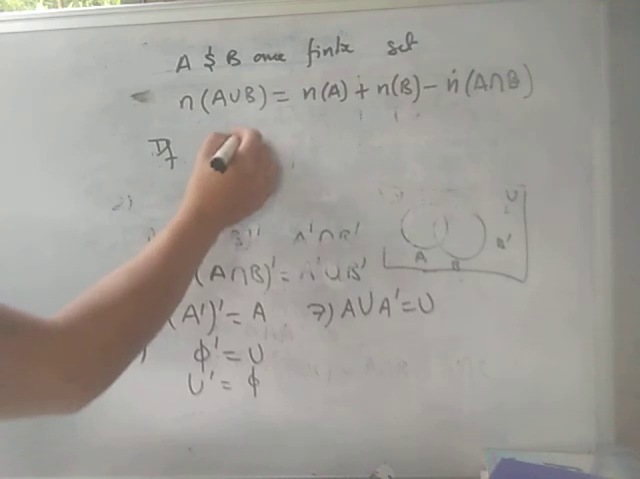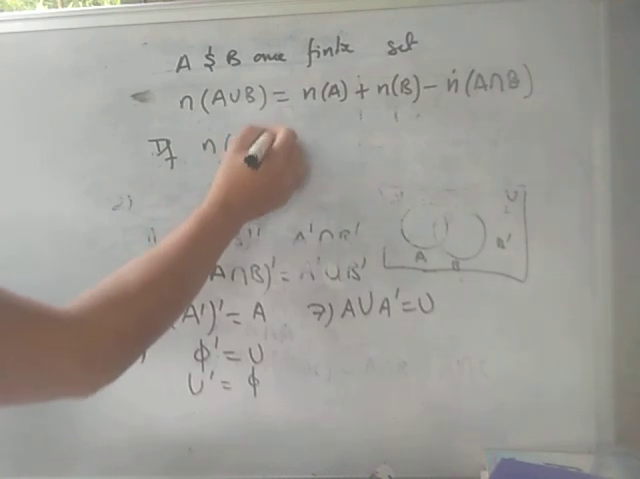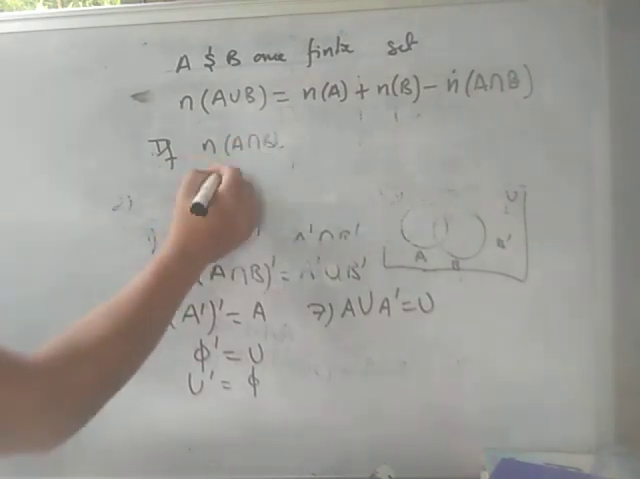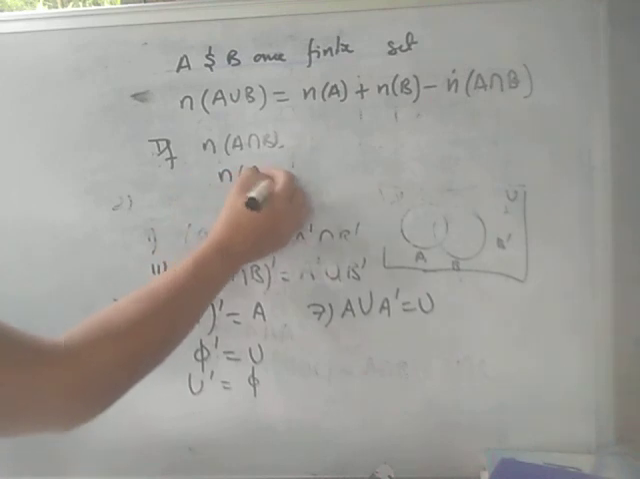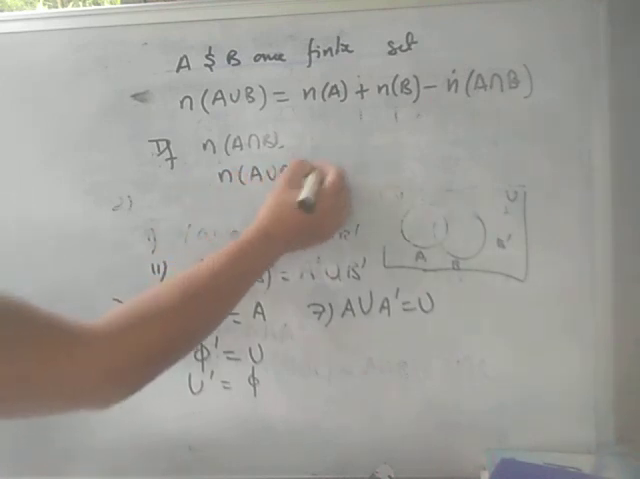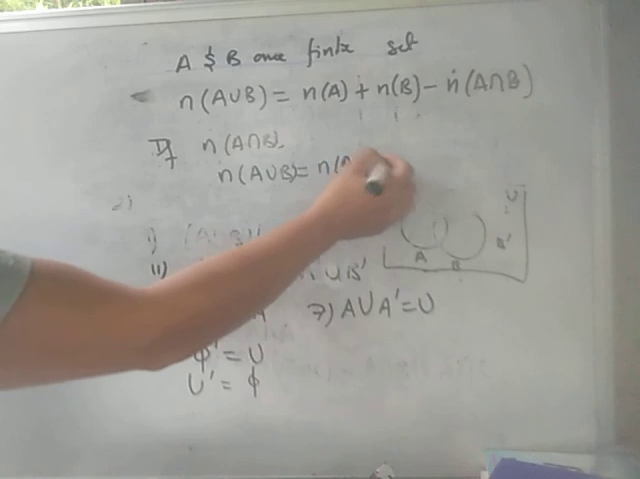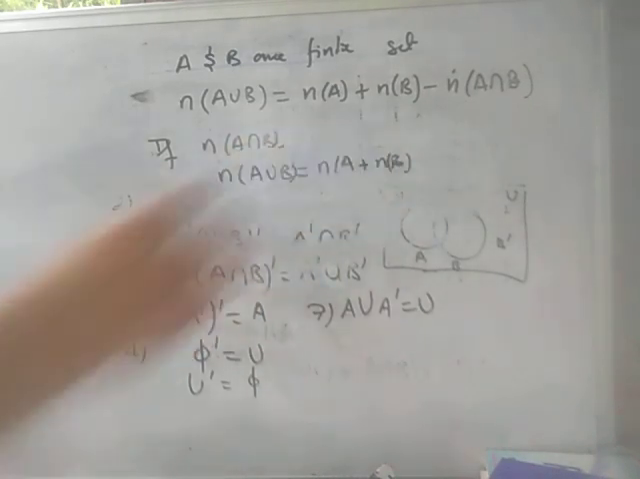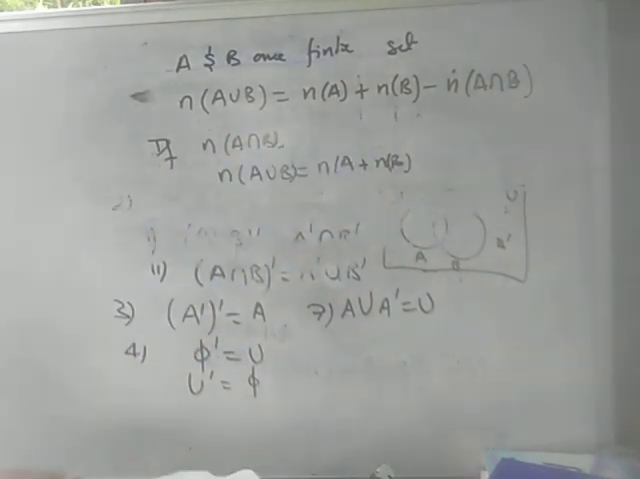Then if number of A intersection B is zero, then what next? Next we have n(A union B) equals to how much? n(A) plus n(B), okay? Very simple. यो दुईटामा तिम्रो यो एक्सरसाइज सकेको छ, okay?